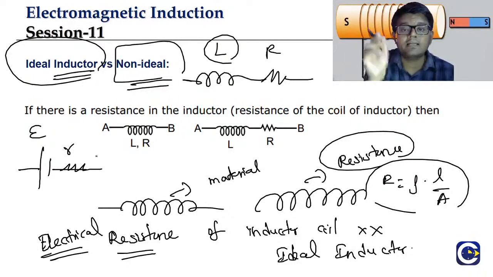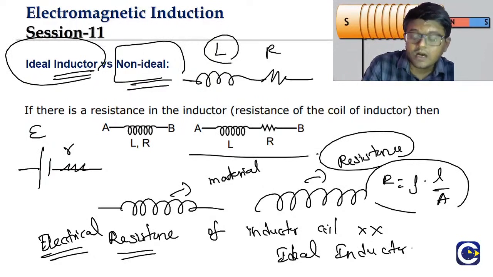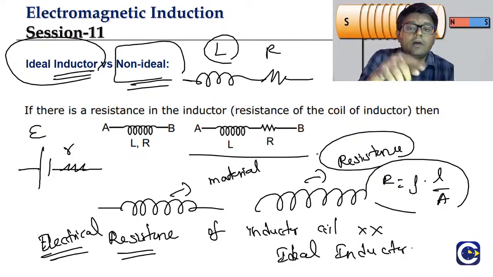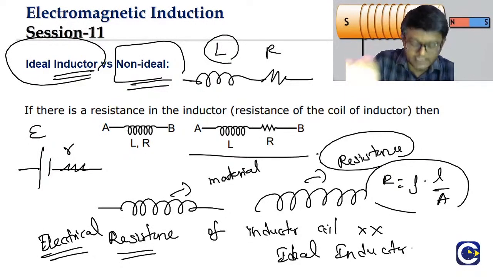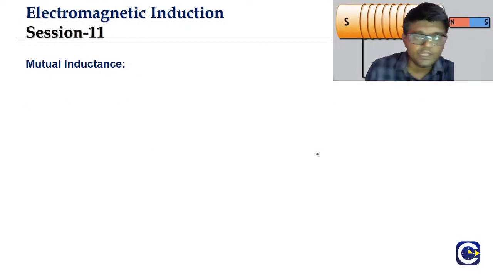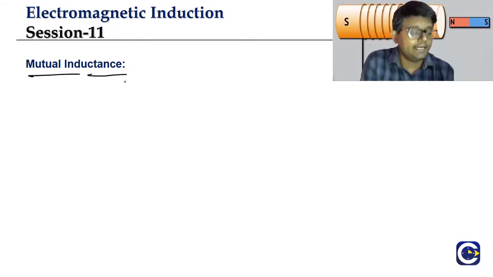Similarly, a non-ideal inductor will be represented like this. We'll talk about the inductor and also we'll express the corresponding resistance shown by the inductor coil wire. But in an ideal inductor, we will not consider it. We will assume that the inductor coil wire does not offer significant electrical resistance. That is about the ideal and non-ideal inductors. Okay, now we will come to the next idea, which is mutual inductance.